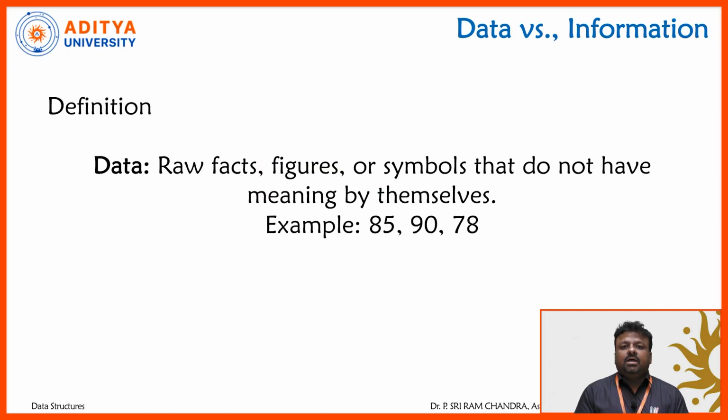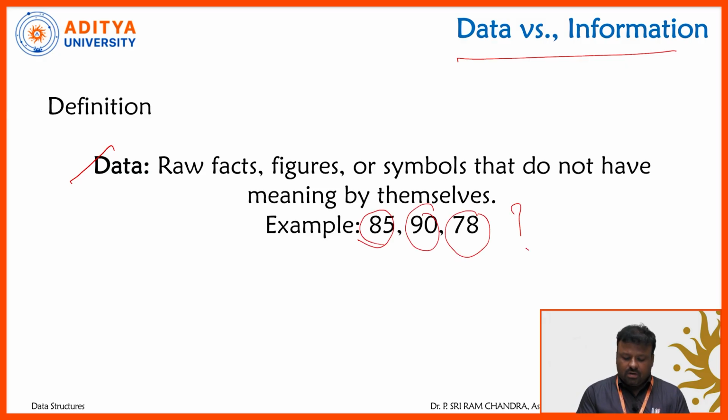Prior to data structures, let's see data versus information. You can see what is data: raw facts or figures or symbols that do not have a meaning by themselves. In the example on the screen, we have 85, 90, 78. What are all these values called? We don't know, because they don't have units and measurements.